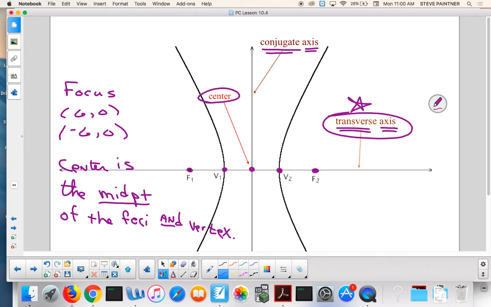So I guess I should have said that right here. The center would be 0, 0. Okay. Good.